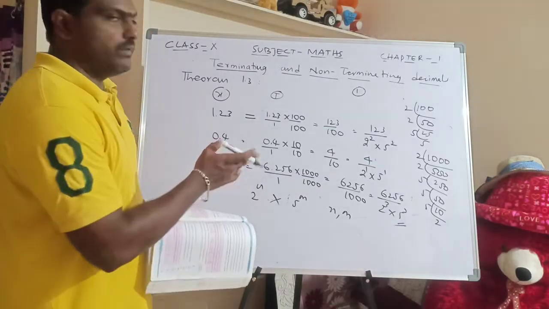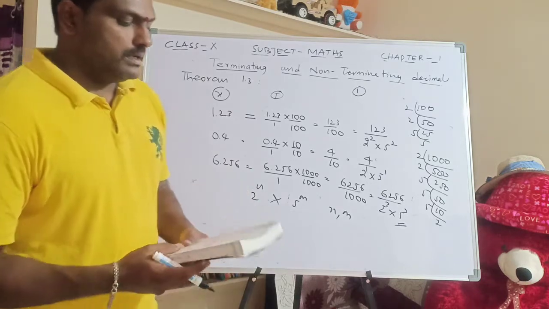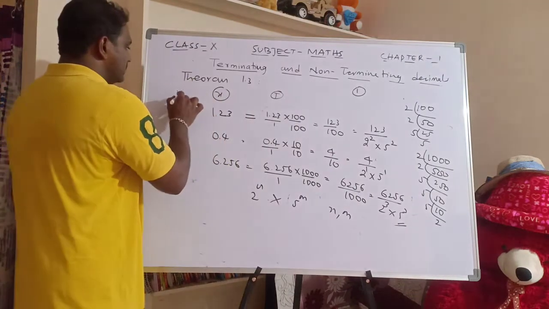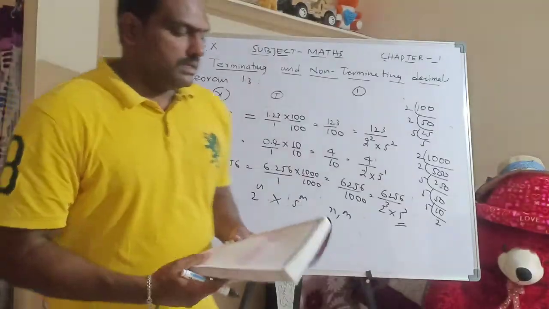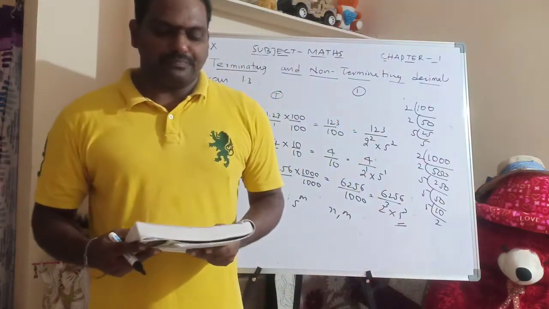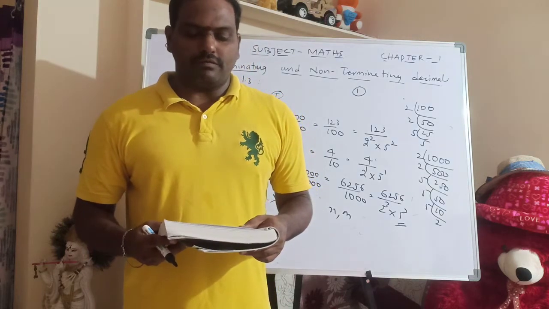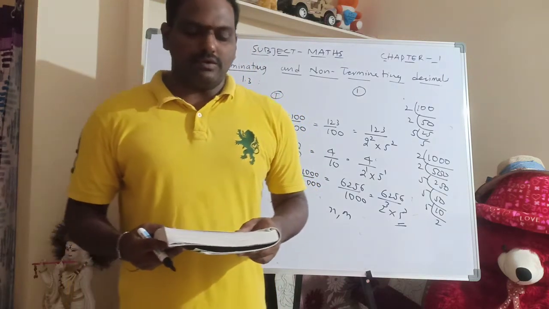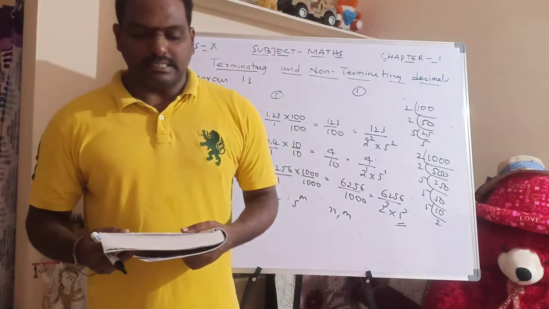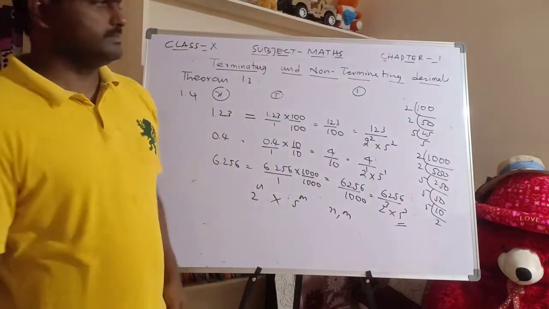Next, what is its reverse statement? Next theorem 1.4, its reverse statement is how? Just look at this. Let x is equal to p by q be a rational number such that the prime factorization of q is of the form 2 power n into 5 power m, where n and m are non-negative integers. Then x has a decimal expansion which terminates.